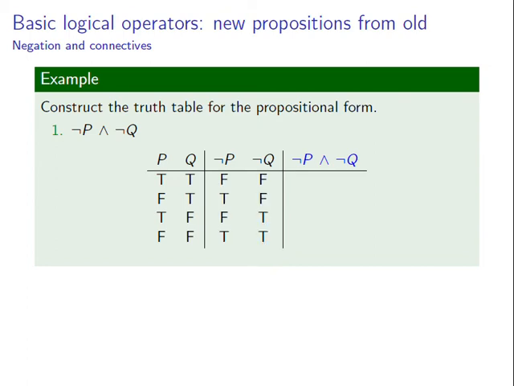The truth values of not P and not Q are the opposite of the corresponding truth values of P and of Q, respectively. The conjunction not P and not Q is true exactly when both not P and not Q are true, and is false for all other cases. Thus, not P and not Q is true exactly when P is false and Q is false. Not P and not Q is false for all other cases.